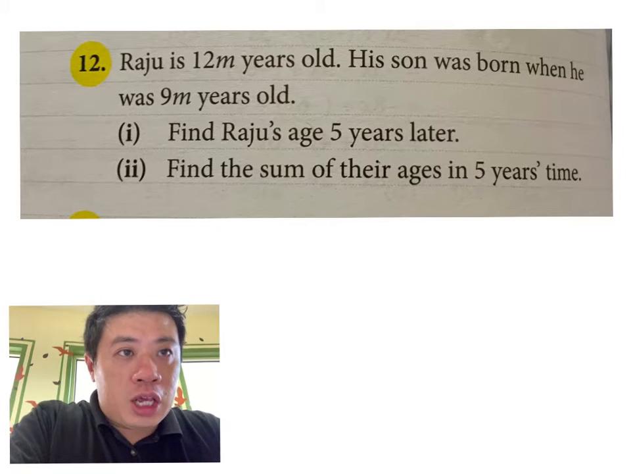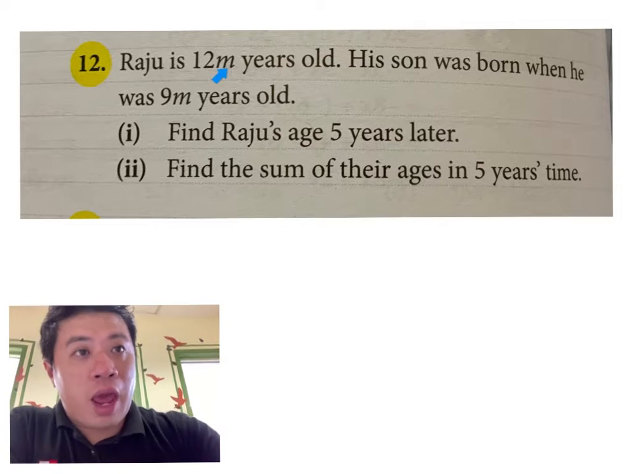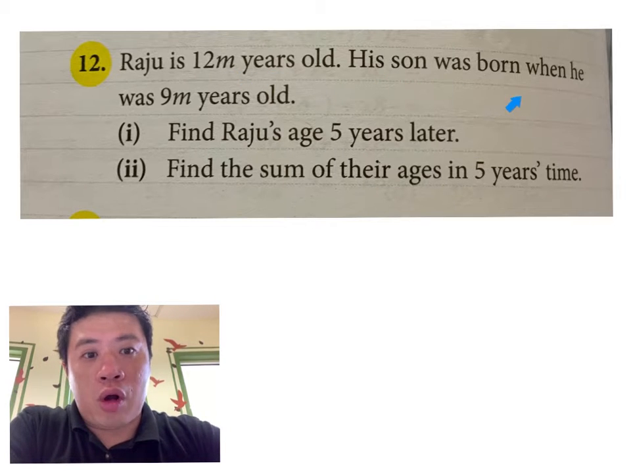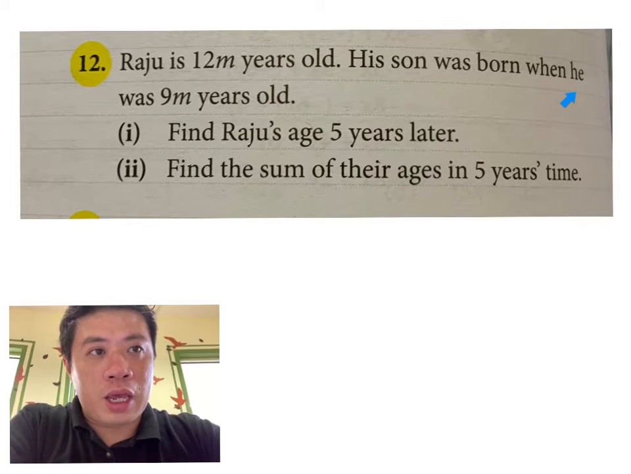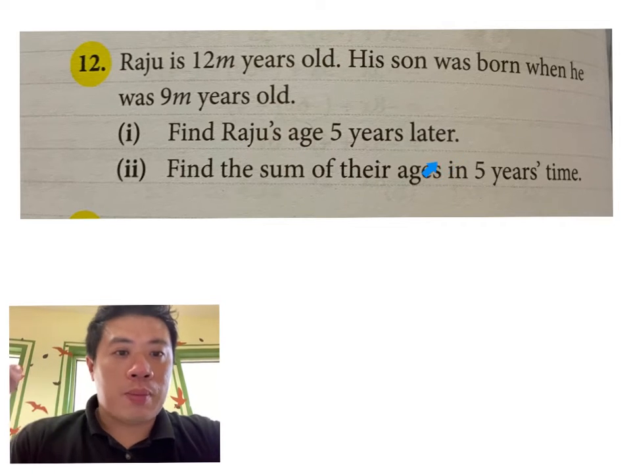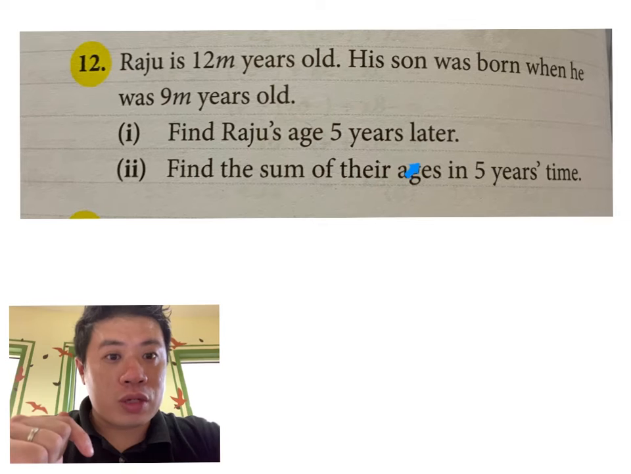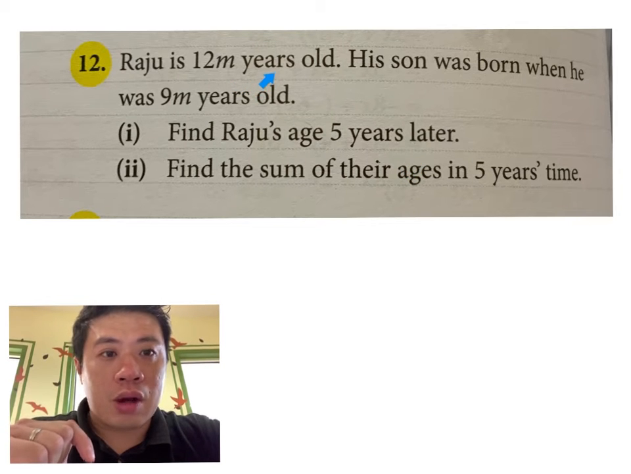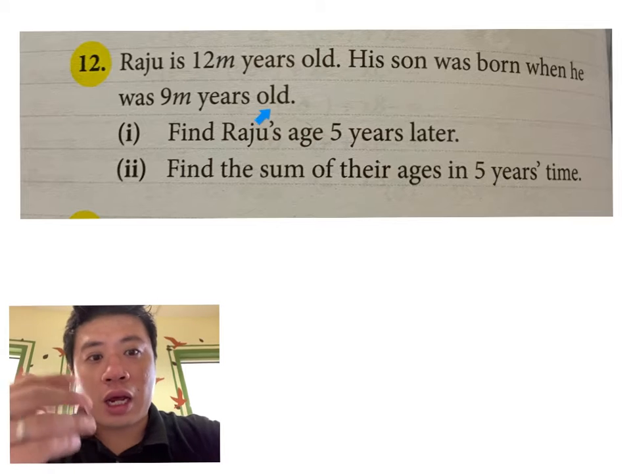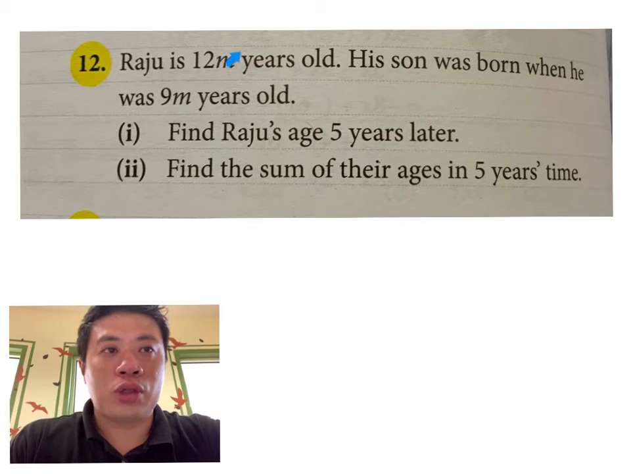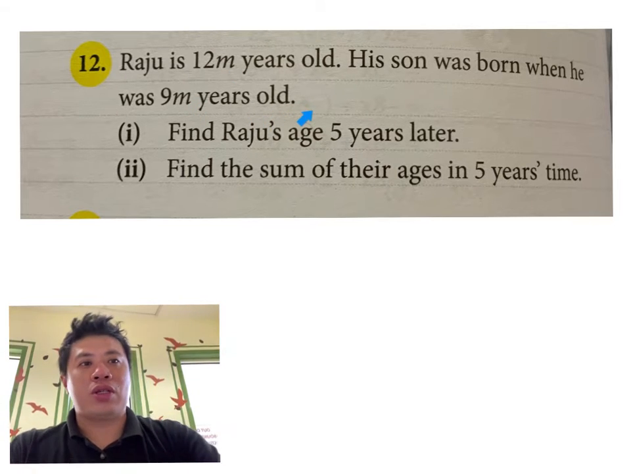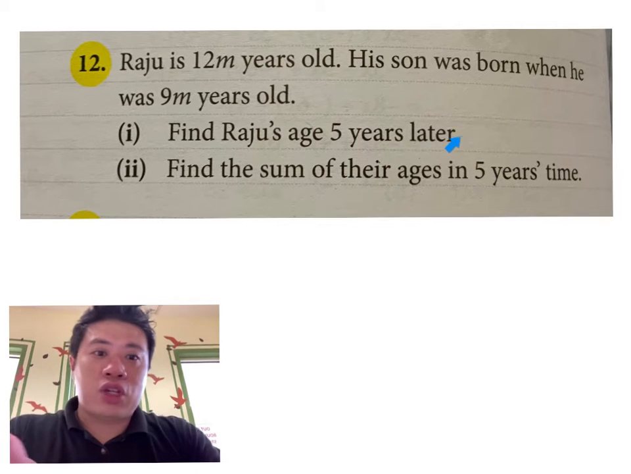Okay, if Raju is 12M years old, the son was born when he was 9M. Okay, and I want to find Raju's age 5 years later. So you think about it, currently Raju's age is 12M. The son was born when he was 9M, so it's like 3M years ago. Okay, so 12M minus 9M, that's 3M years ago.